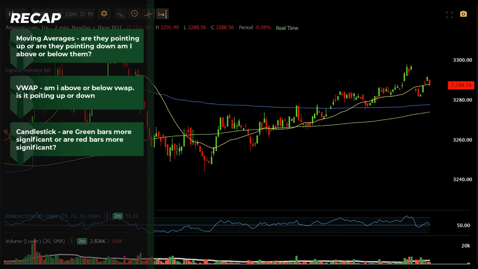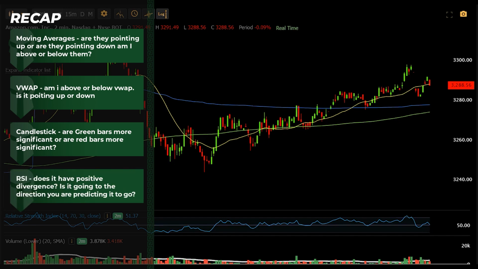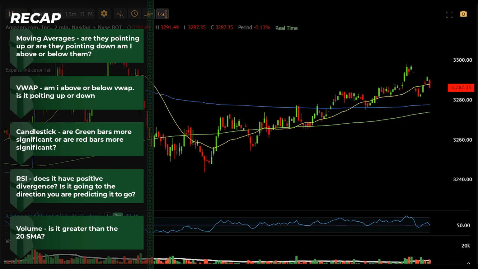Next, you would look at this chart and say, do I have green bars or red bars? Are the green bars more significant or are the red bars more significant? If they are more significant on the green bar side and you're looking to buy, you would give yourself a point for a total of 7 points. If the RSI was in your favor, by having either a positive divergence or by going in the direction in which you are predicting it to go, you would give yourself a point, 8 points. If the volume is greater than the 20 SMA, you would give yourself another point for 9 points.